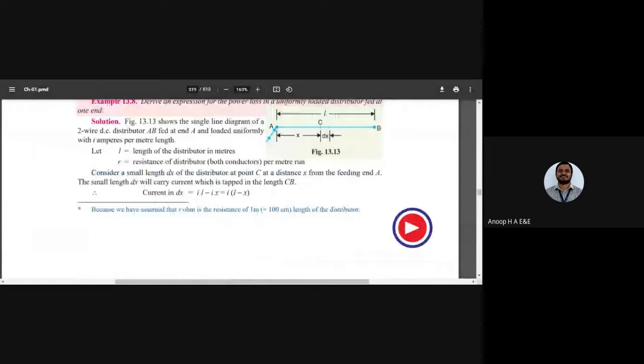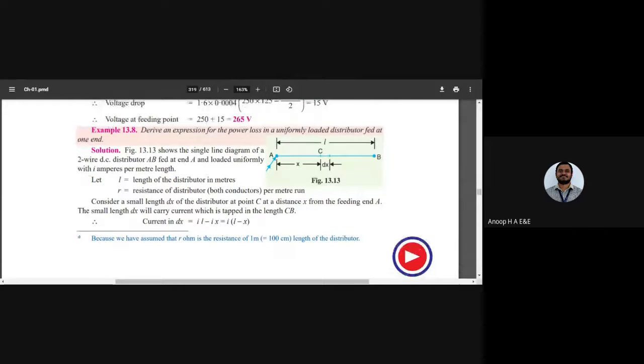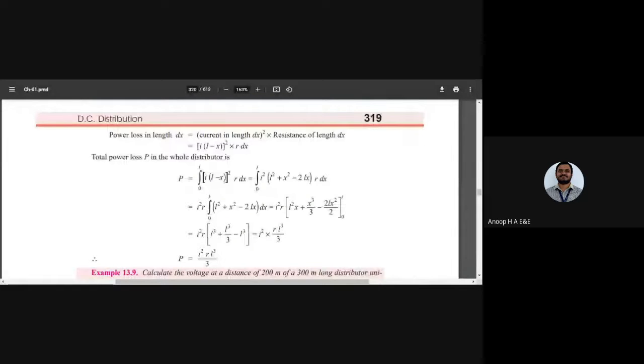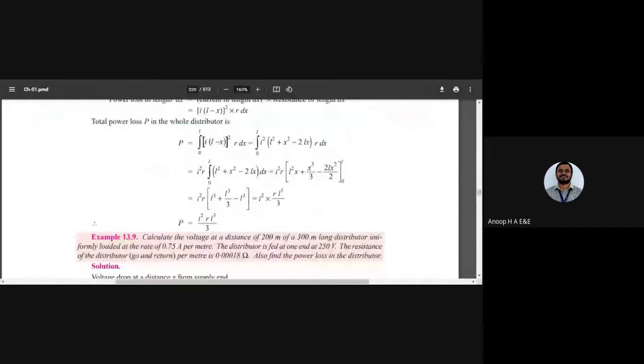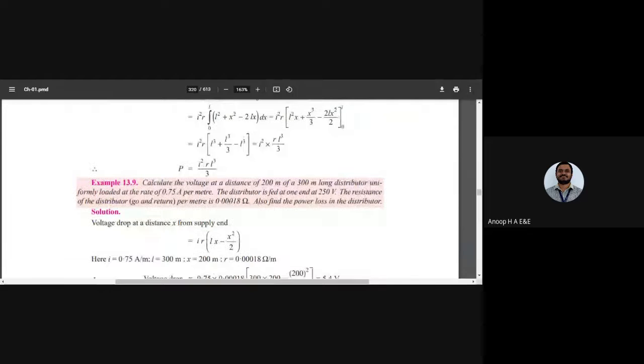Once you know the voltage or the current in the uniformly loaded distributor, which is fed at one end, you can easily find out the power loss by taking I squared R. That would be easy, and you can find out the power loss in that small length and integrate it over the whole distributor. So you will get the power equation as I squared R L cubed divided by 3. That is the equation you are going to get. Fine. Let me move on to the next one.